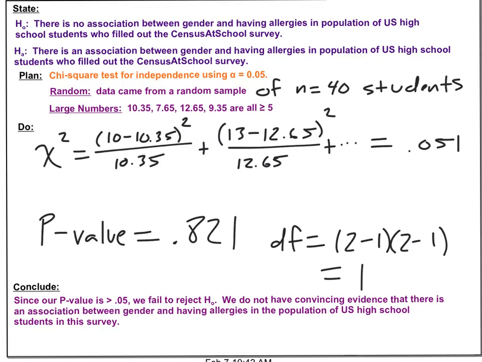It's way over 0.05. We don't have convincing evidence that there's an association between gender and having allergies for U.S. high school students. There's no evidence from this sample of 40 that that's going on. Okay? In that do step, you would use the same calculator feature.